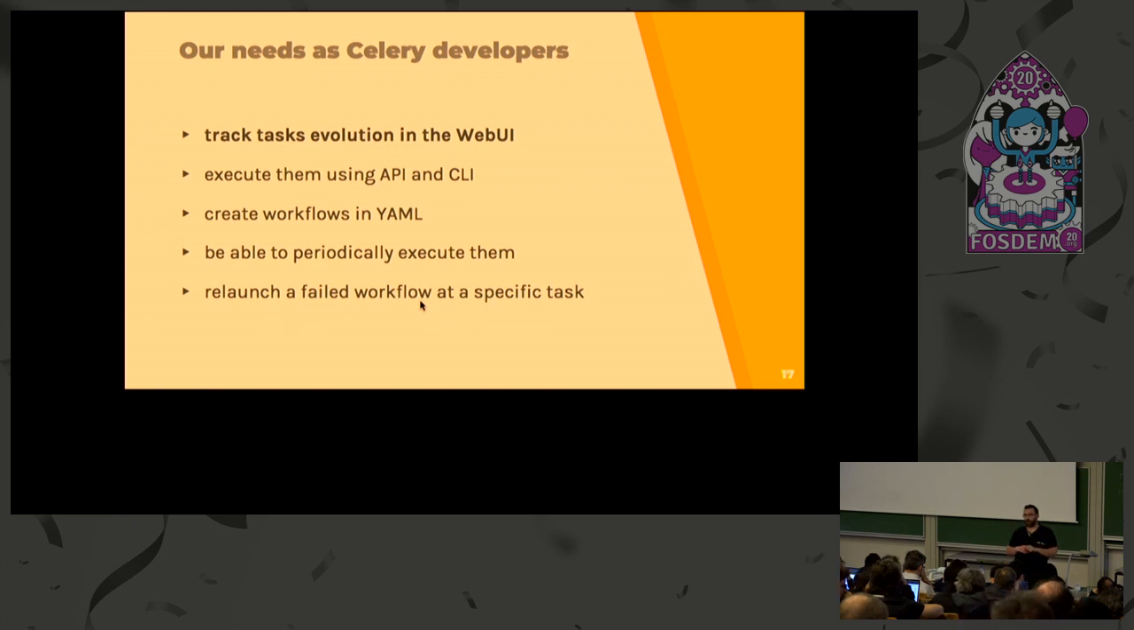It's not yet provided in the current version on GitHub, but we want to retry a failed workflow at a specific task. For example, if several dozens of tasks succeeded and the 12th task failed, we didn't want to relaunch the whole workflow because we know that our tasks are idempotent. So we need to store the result of these tasks and then relaunch the workflow at the failed task because we fixed the problem.